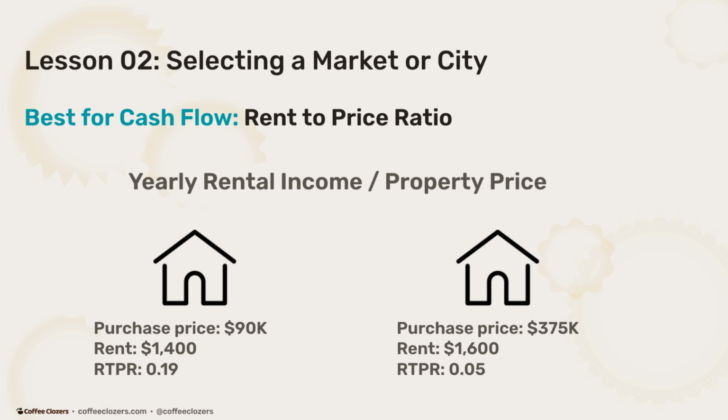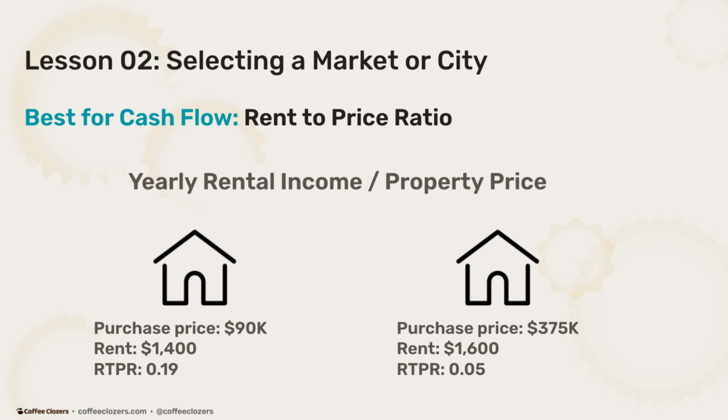Another property in a different market has higher rent, but also has a higher purchase price. This impacts the rent to price ratio to be lower, about 4 times less at 0.05, making it a less attractive investment. Here's a tip on how you can eyeball this too for a property.